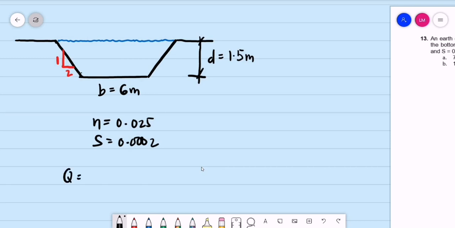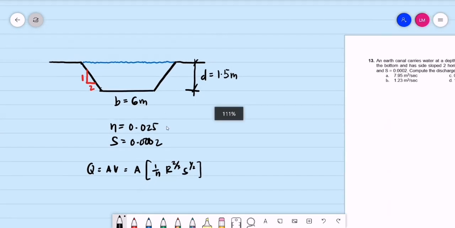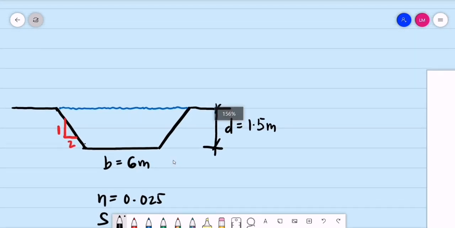We have discharge equal to area times the velocity, or the area multiplied by 1 over the roughness coefficient, the hydraulic radius raised to 2 over 3, and the hydraulic slope raised to 1/2. All we have to do is determine the area, or the dimension of this trapezoidal channel. We have a slope of 2 horizontal to 1 vertical. What will be the dimension of the top base of this trapezoidal channel?